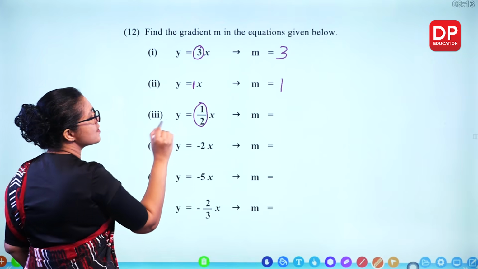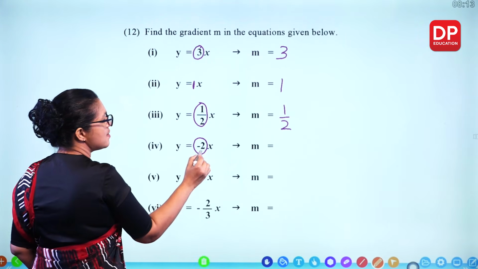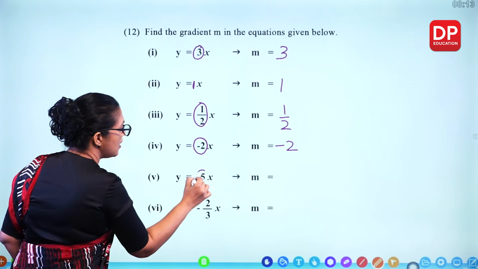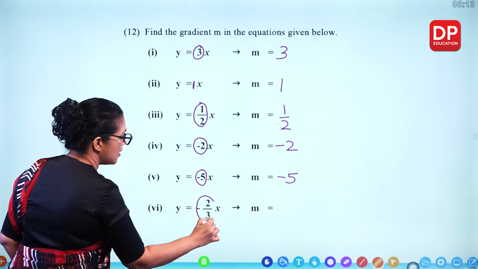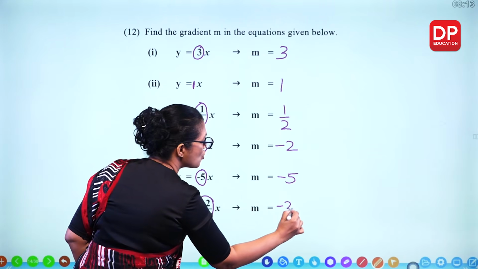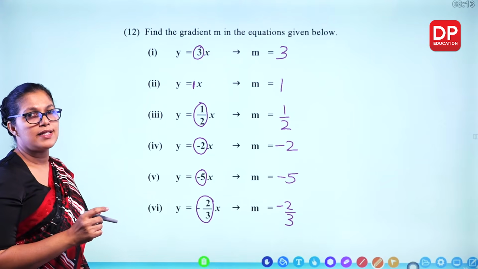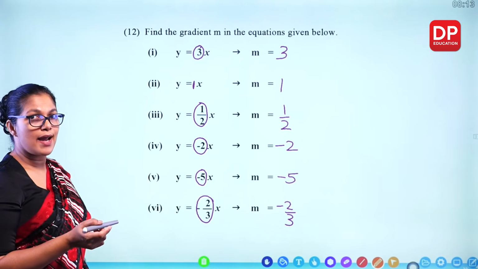The coefficient of the x value is half. Here the coefficient is negative now. So m equals -2. Here -5 and here -2/3. So we call this the gradient of a function or a graph, a straight line.